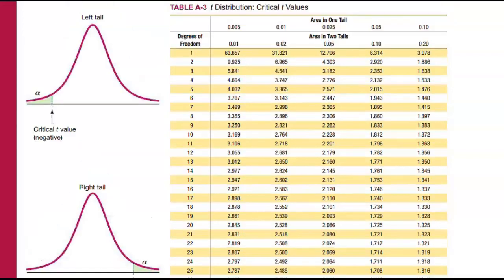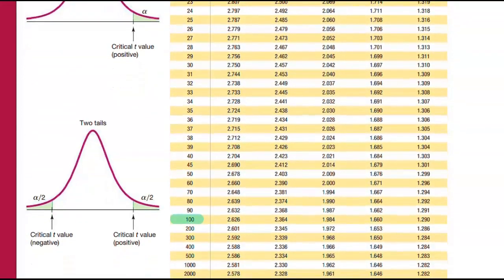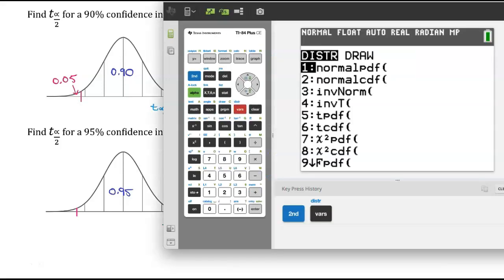We have an area of 0.025 in the one tail or 0.05 in two tails. So using the value in the middle column that's associated with degrees of freedom 100, we find our t sub alpha over 2 is 1.984. Similar to the INV norm function in your calculator, there is an INVT function. In the DISTR menu, option 4 is INVT.